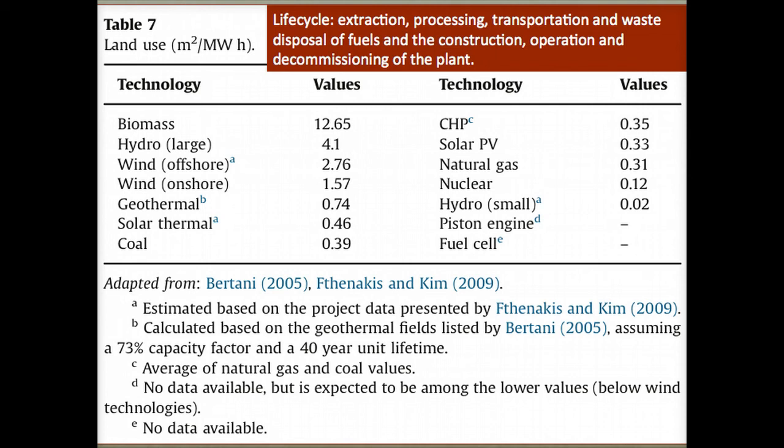Not many studies have completed this type of assessment, and there is a lot of uncertainty in these numbers. But this comparison shows biomass, large hydro, wind, and geothermal to use the most land, with solar PV, natural gas, nuclear, and small hydro on the low end.